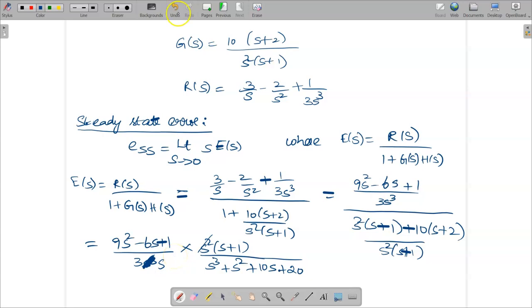Okay, so this s square you can cancel out and this will become s now. Okay, so now you have this s and all other terms are there as it is, because we cannot take or simplify this term further. So you can keep this term as it is for your E of s and you can determine what is ESS. Okay, so now we have to apply the ESS formula.